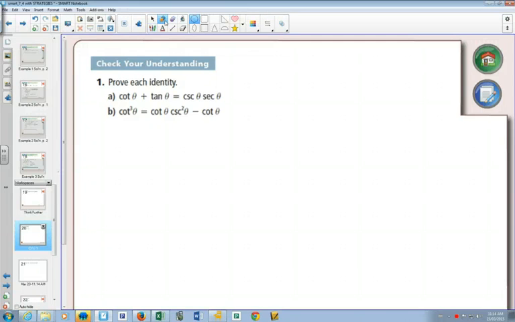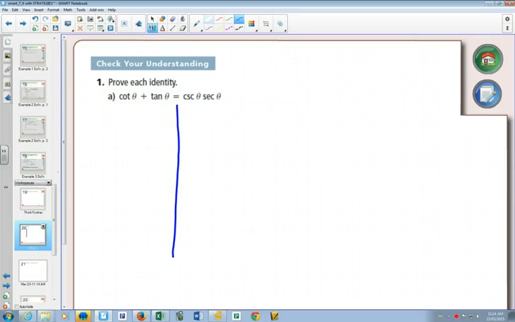We'll start with the first one here. A quick look at it. I see nothing squared, so I don't think about starting to use one of my Pythagorean identities. I see cotangent, tangent on one side, cosecant, secant on the other. So I have a bunch of different functions. So my first thought would be, let's change things to sine and cos and just get a single fraction on both sides to see what happens.